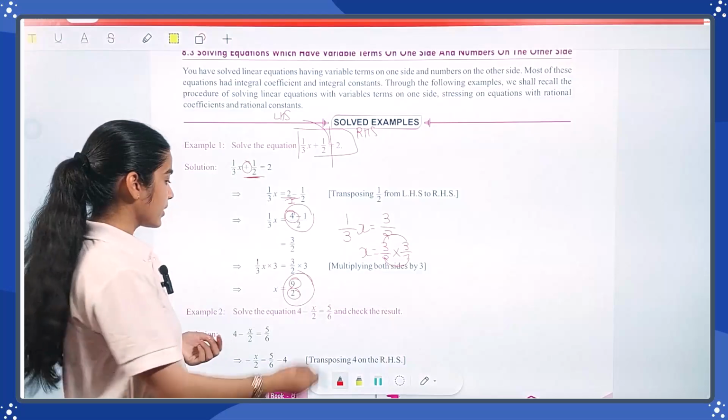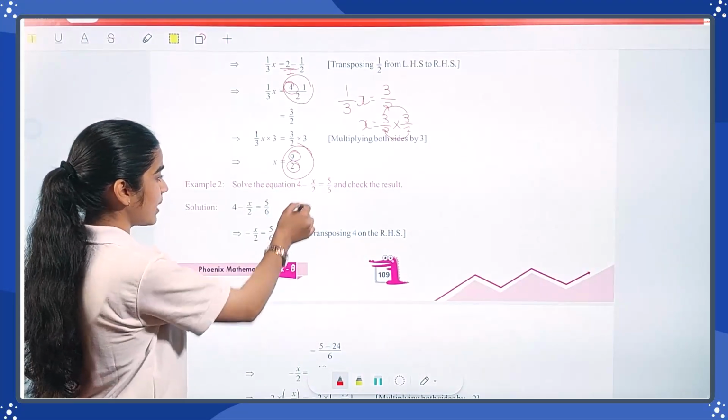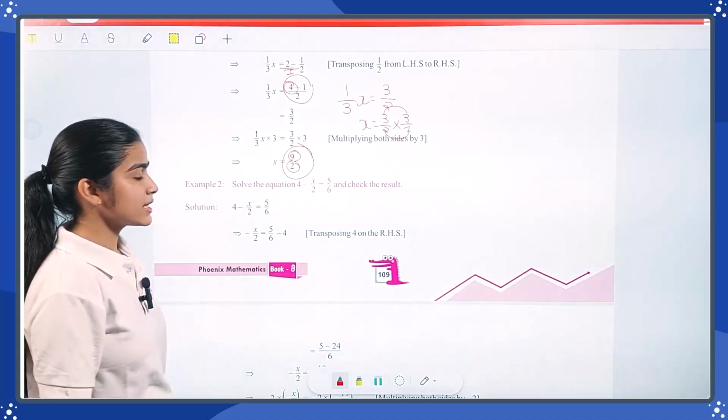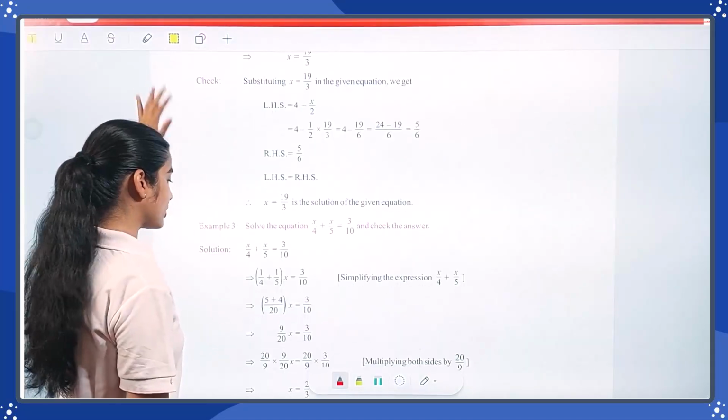That is the second method: you can multiply both the sides with 3 also. Now solve the equation 4 minus x by 2 is equal to 5 by 6 and check the result. So you can check it. You know how to solve this question. Okay, I already explained it to you.